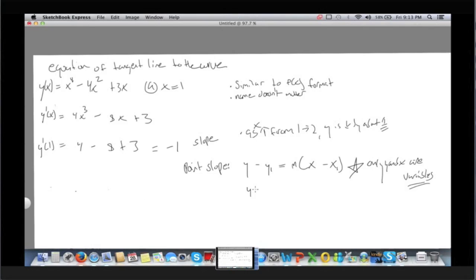Minus y1. Maybe we're not quite ready to plug in for that yet. What can we plug in for m? -1. Okay. And then x is still a variable. What can we plug in for x1? For x1, we can plug in 1. Then how can we figure out what to plug in for y1? For y1, we can plug x into the function. So let's work that out.